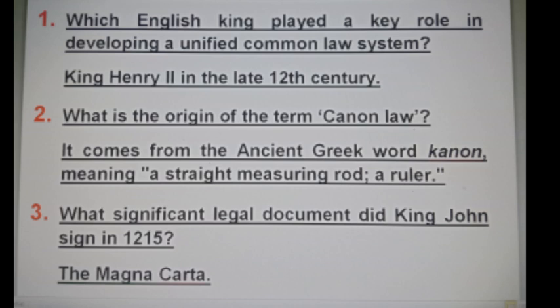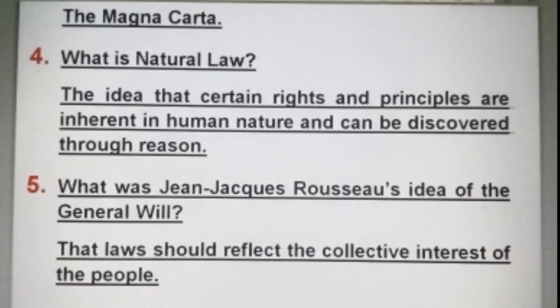What significant legal document did King John sign in 1215? The Magna Carta. What is natural law? The idea that certain rights and principles are inherent in human nature and can be discovered through reason.